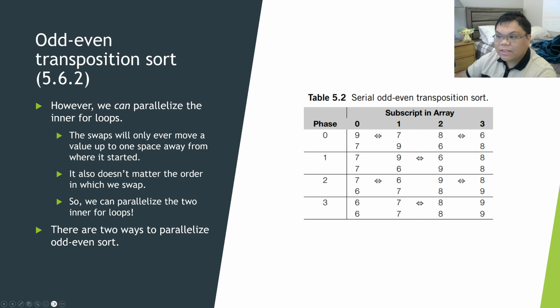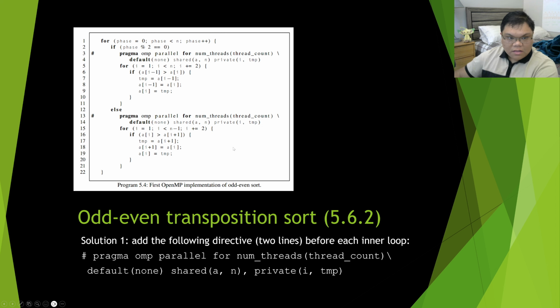There are two solutions to this. The first one is the easiest. Just slap in the pragma OMP parallel for directive right before each of the two for loops. This requires a handful of clauses. Don't worry too much about the default none clause.